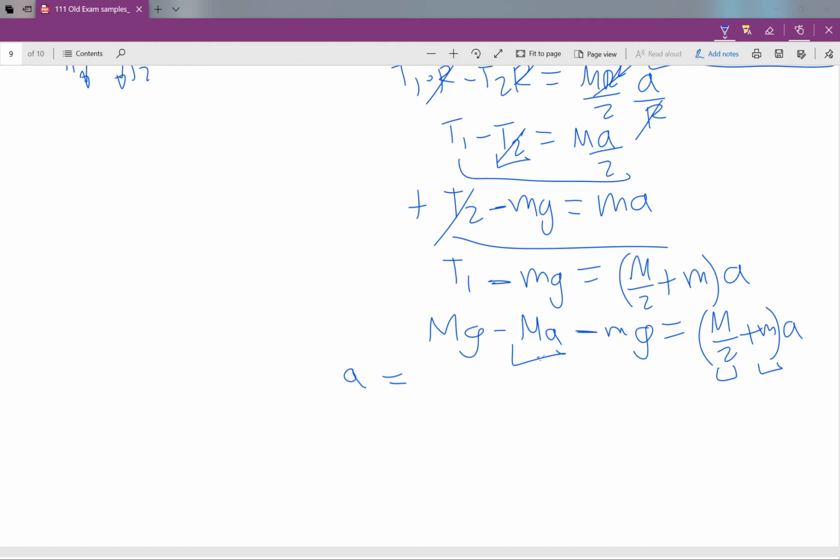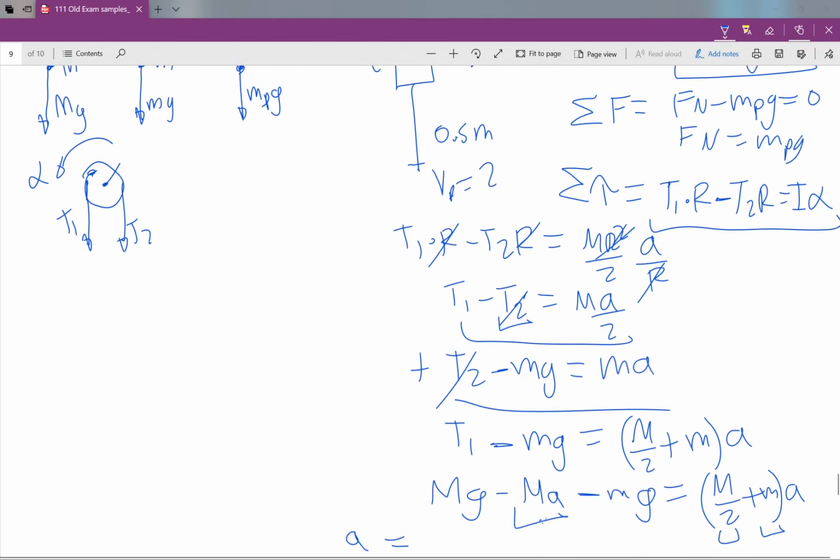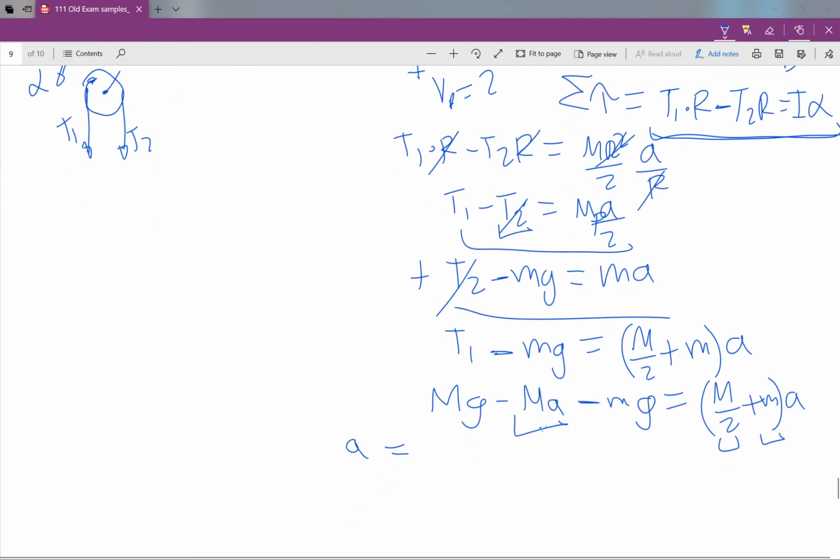Now, remember, by the way, that this m that we're talking about over here on the sum of the torques is the mass of the pulley, right? So let me clarify that for a second. That's the mass of the pulley. This m over 2 is the mass of the pulley. Very important.